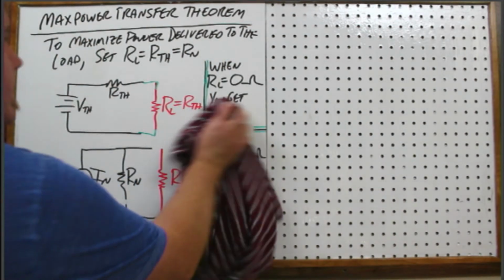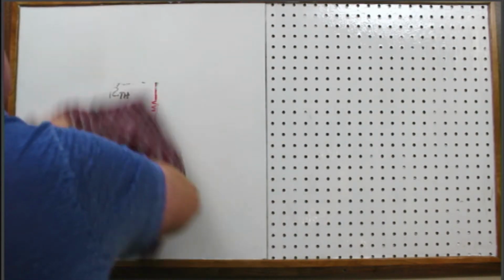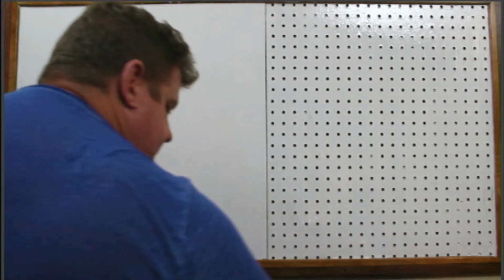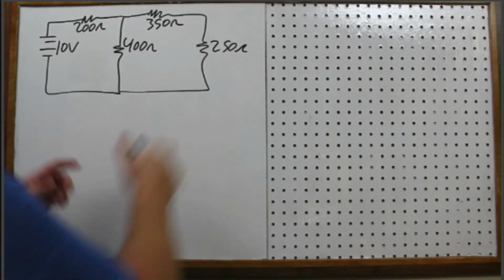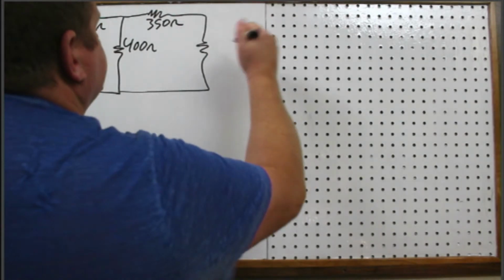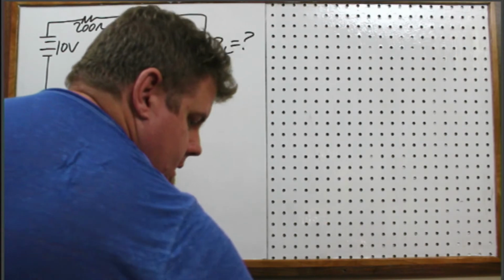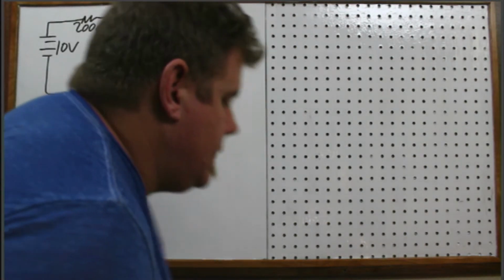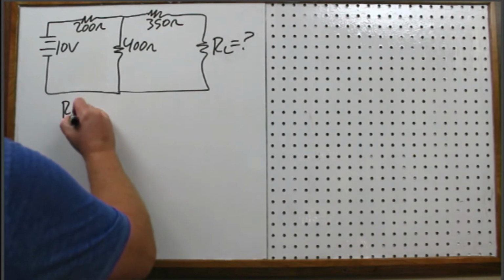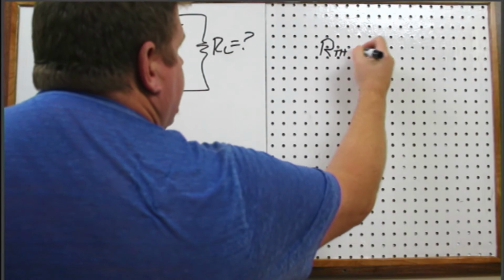So I'm going to go ahead and do a problem. I'll just do a simple chapter 7 problem that we're familiar with. We'll just call this the load. I want to get a Thevenin equivalent circuit here, so I'm going to find my RTH first. Put a spot for it over here: RTH.